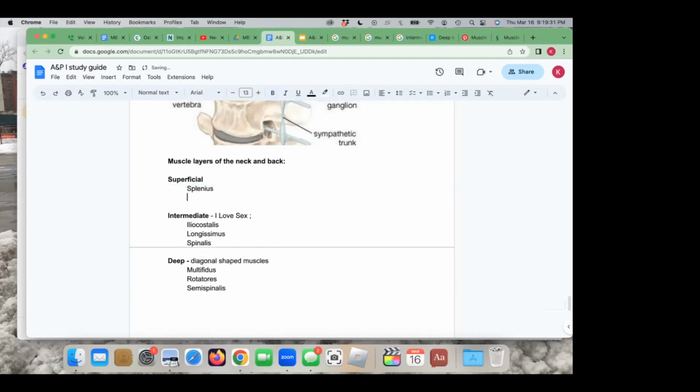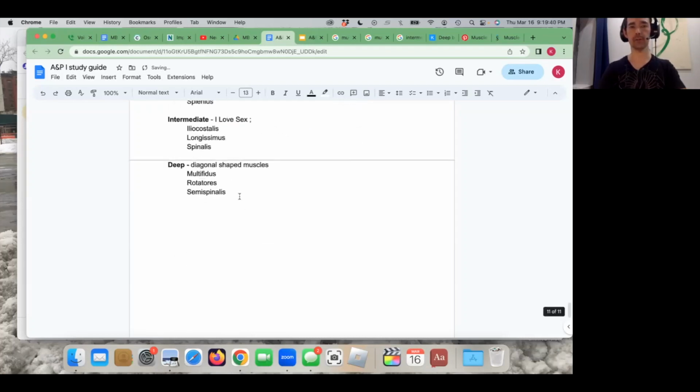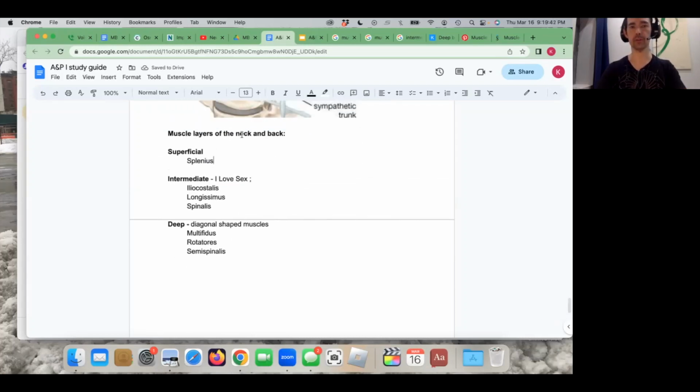Now I want you guys to add that I'll do it in a different section, okay? But these are the muscle layers of the back. All right.